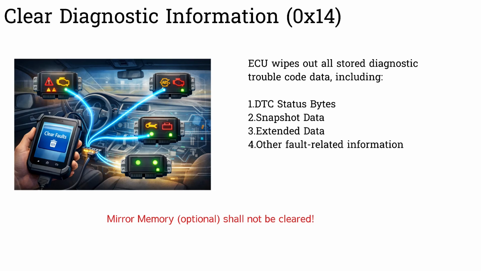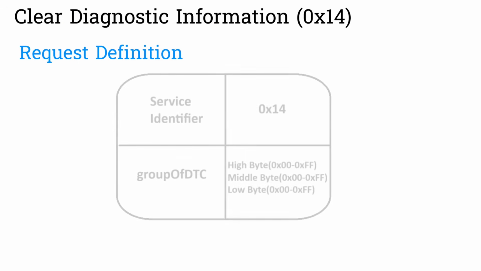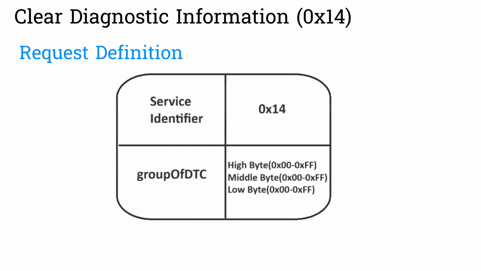Now that we know the purpose of this service, let's take a closer look at its request definition. The request begins with the service identifier or SID for Clear Diagnostic Information, which is 0x14. After that, we have an important parameter called groupOfDTC. This is made up of 3 bytes: high byte, middle byte, low byte. Each byte can range from 00 to FF.